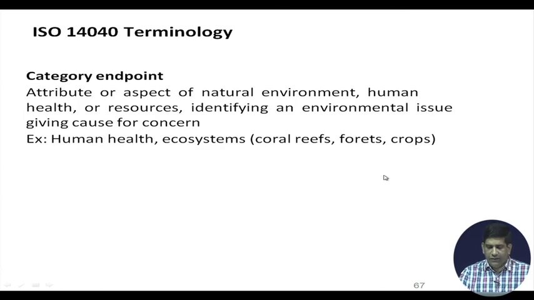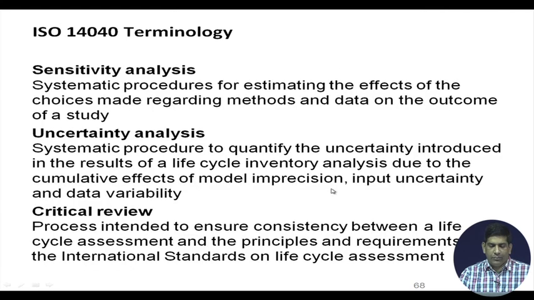Then at the end you will have your category endpoint, which is the attribute or aspect of the natural environment, human health, or resources, identifying environmental issues. For example, human health impact, ecosystem impact, that could be coral reef, forest, crops. So that's the category endpoint of that particular type of impact that we are looking at.